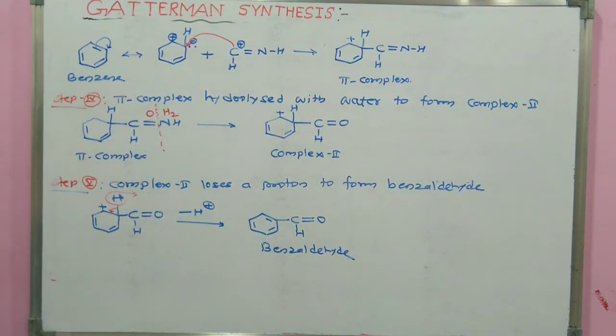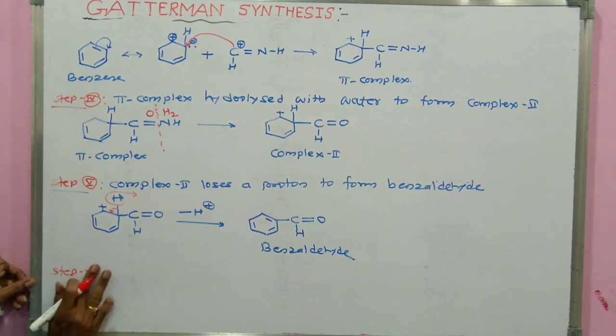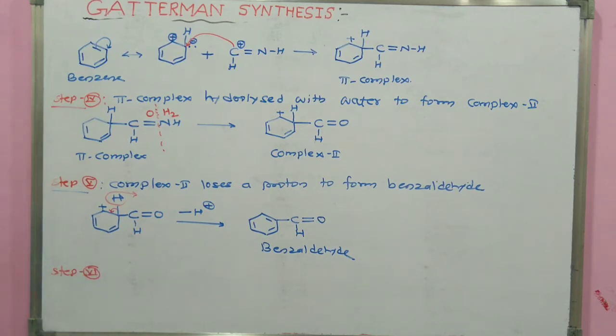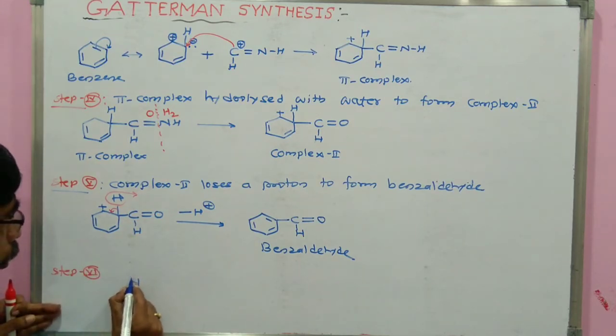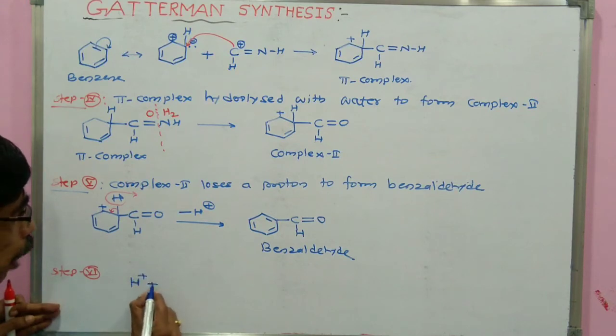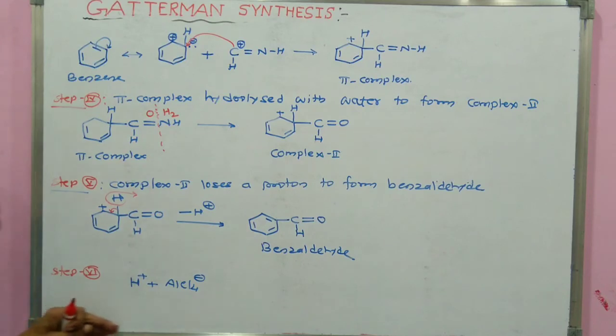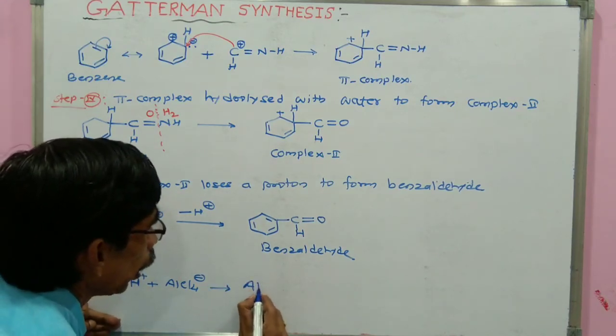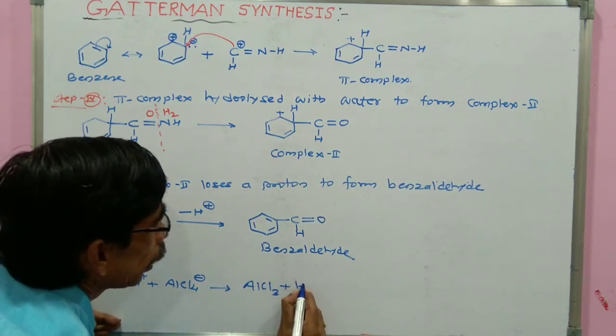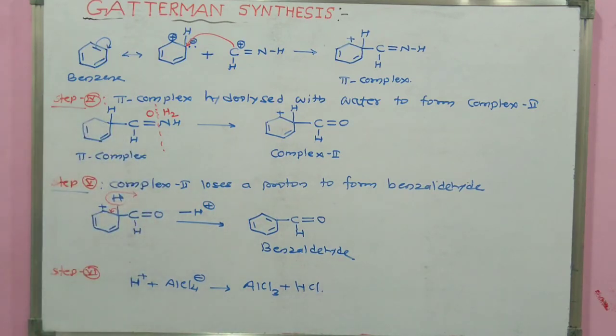Finally, this H plus ion combined with this AlCl4 minus ion, which is produced in the first step, to form the AlCl3 plus HCl. So this is the mechanism of Gattermann synthesis. This reaction is also called as the Gattermann reaction.